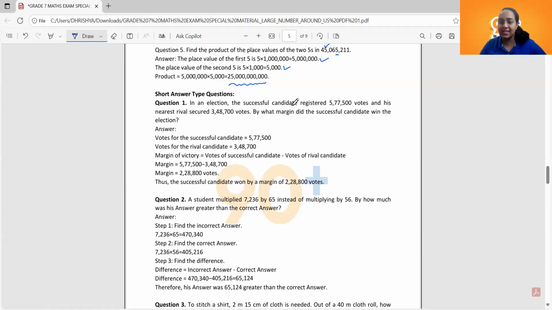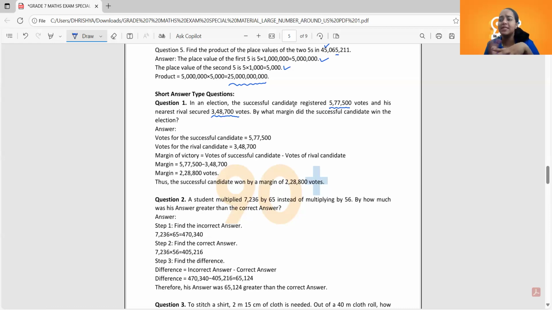So in an election, the successful candidate registered 5,77,500 votes. And his next rival, that is his opposite candidate, secured 3,48,700. So by what margin did the successful candidate win the election? One of the candidates secured 5,77,500 votes and the other candidate secured 3,48,700. So you have to find by how many votes the candidate won.